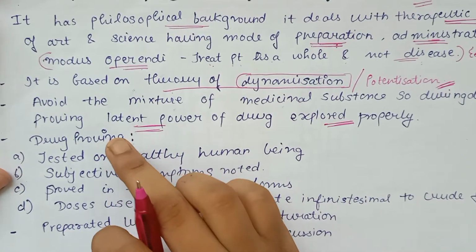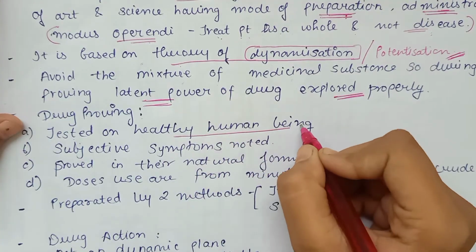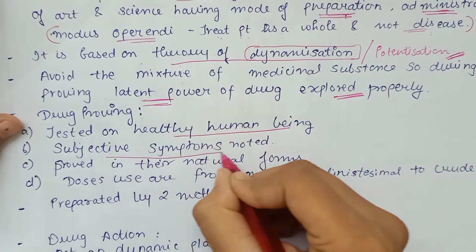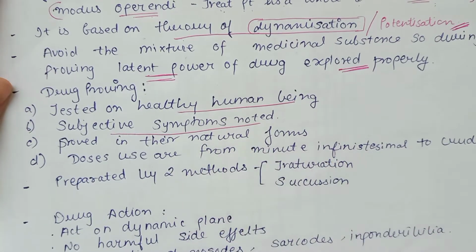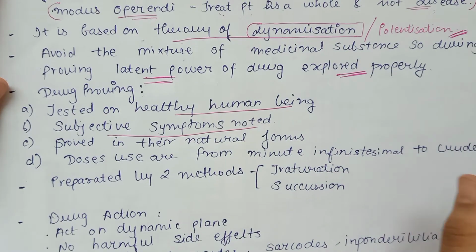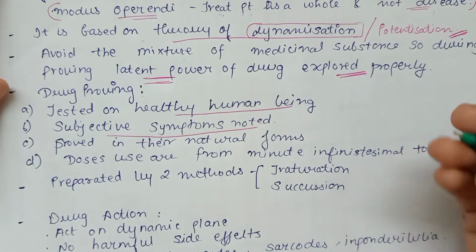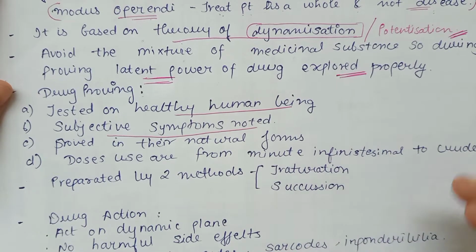Drug proving किस किस पर होती है? It is tested on healthy human beings. ओके, so that subjective symptoms are noted. अभी जब एलोपैथी में कैसे होता है, एलोपैथी में they observe and they test on animals. तो animals अब objective symptoms दे सकते हैं, but क्या वो subjective symptoms दे सकते हैं, कि उनके माइंड पर क्या इफेक्ट हुआ, उनके बॉडी में क्या इफेक्ट हुआ?